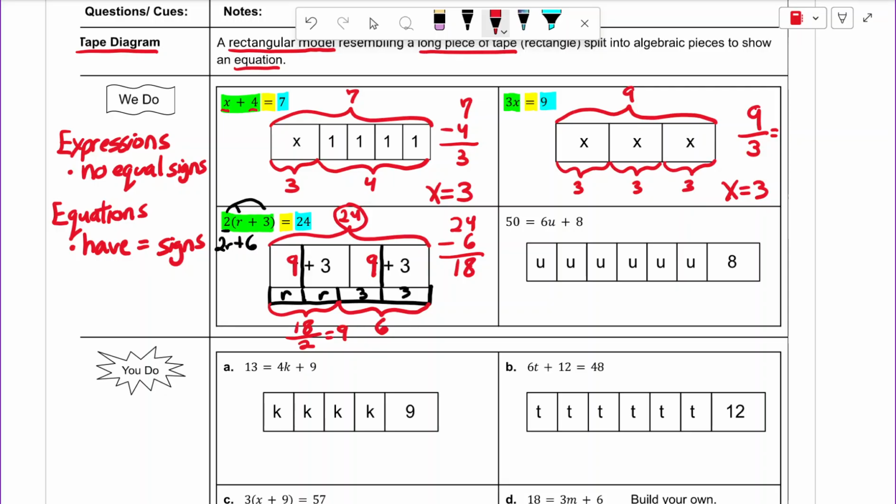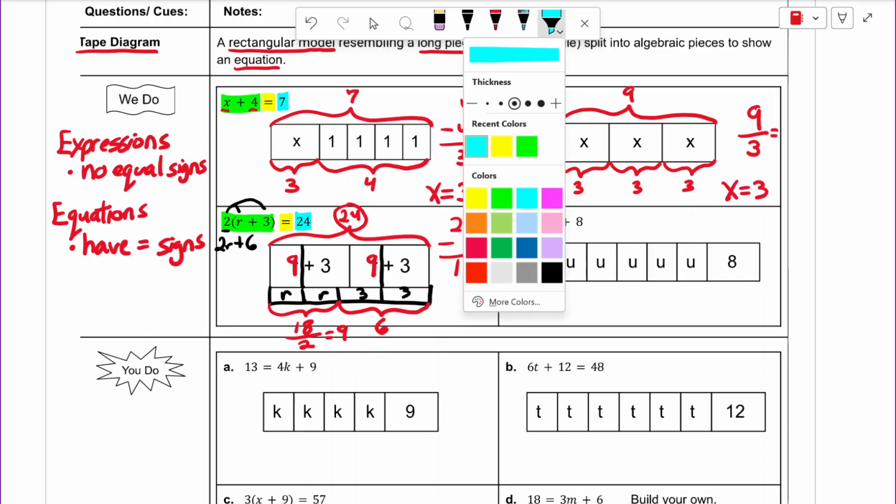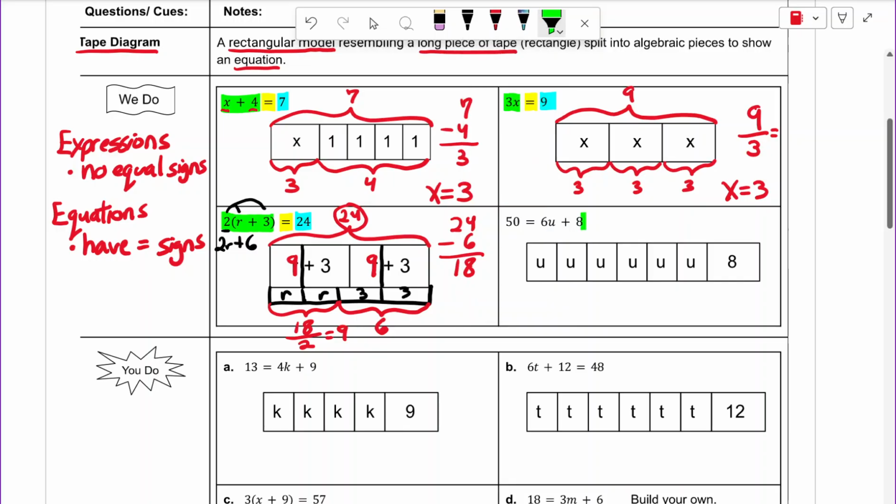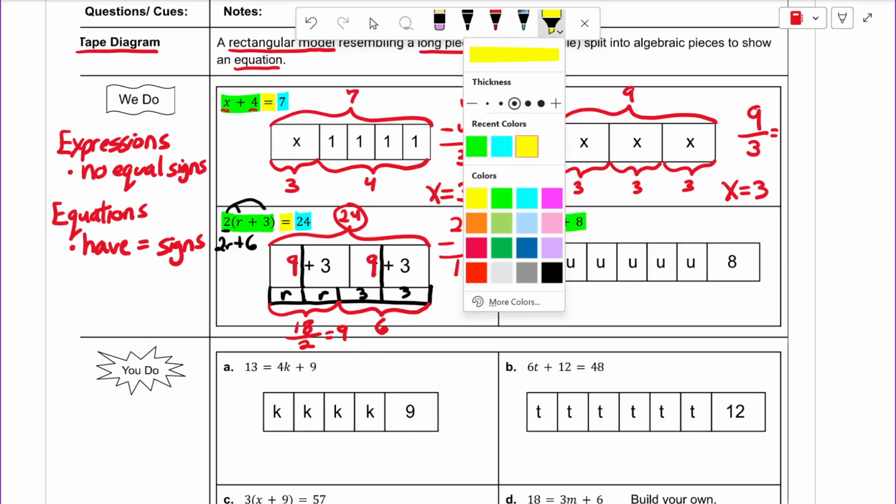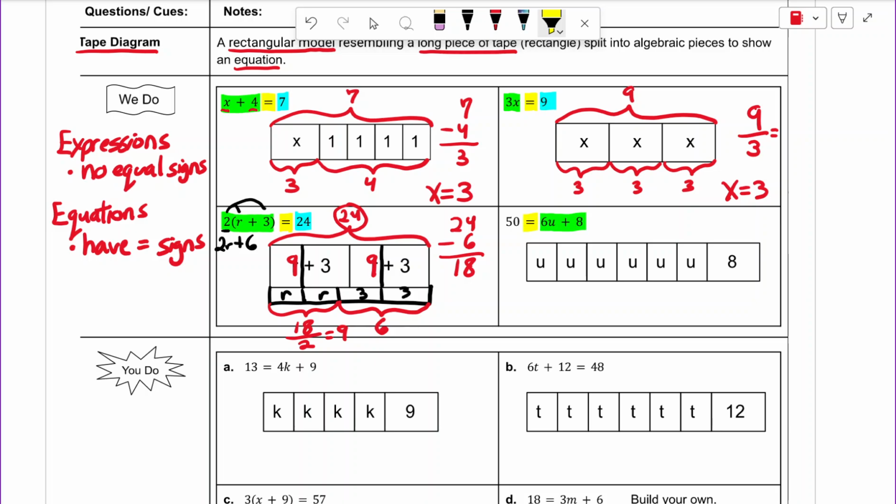And now we have something different on the fourth one. You can see the variable is now on the right side, which should not be an issue for you. And the equal sign is still in the center, and it equals 50. Okay? It doesn't matter where that variable is, it's the side that you work on. So this entire piece of tape, again, is worth 50. So we're going to go from here all the way over to here. 50.